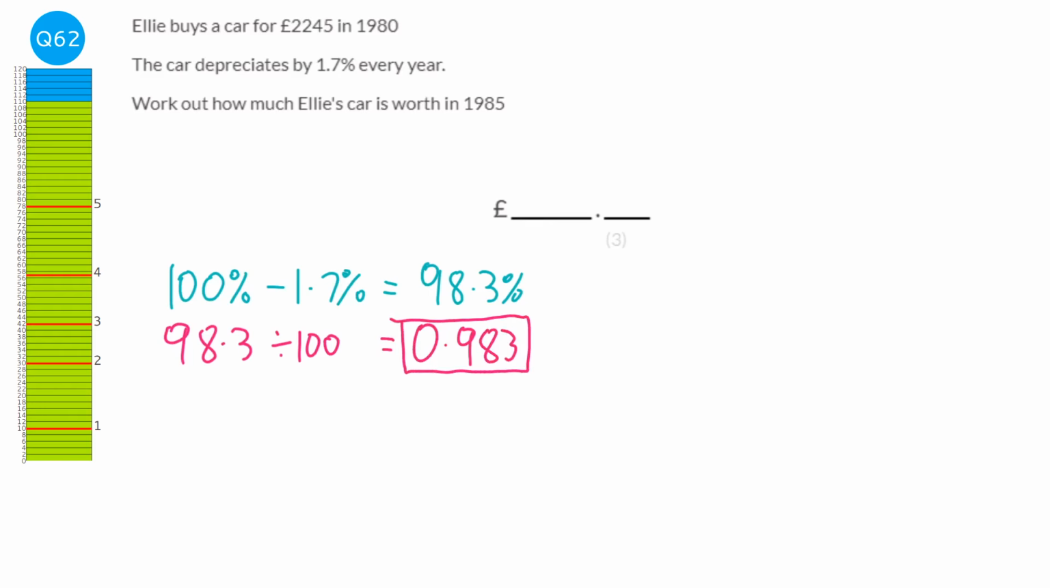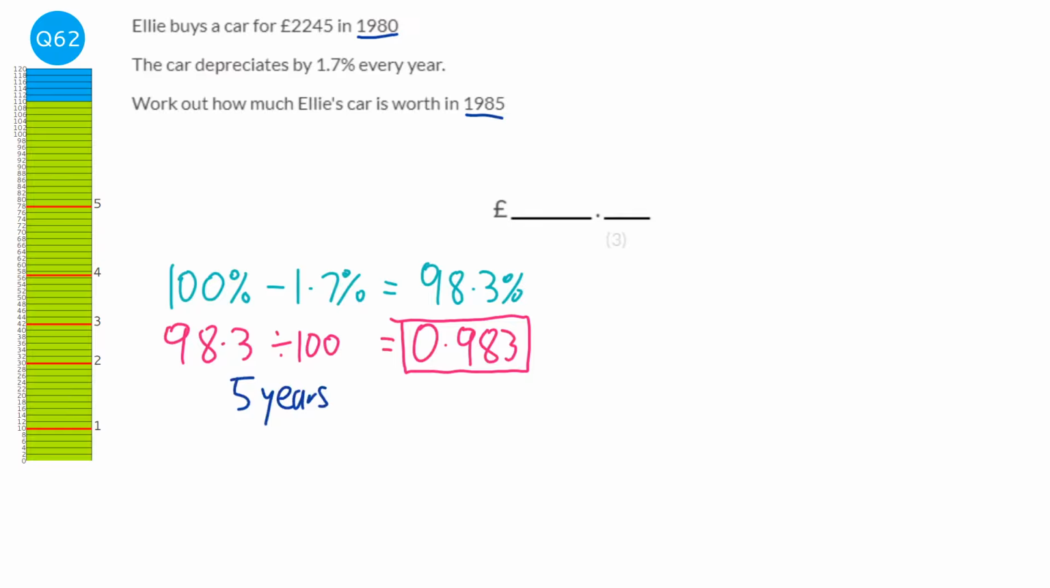And the beautiful thing about a multiplier is we just need the amount of years. Well, it says from 1980 to 1985. So that's going to be 5 years.